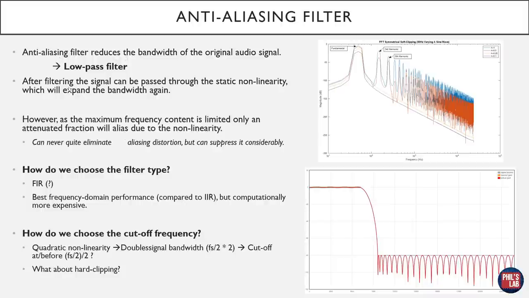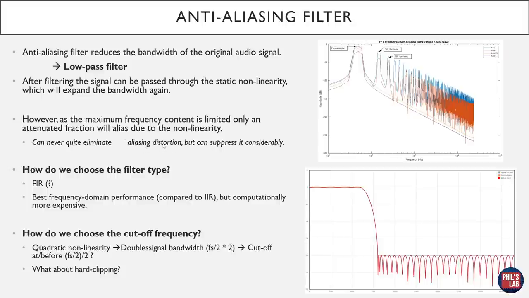After filtering, so once we limit the bandwidth of the original signal to some sensible amount, and we'll see what that is later, the signal can then be passed to the static nonlinearity. It's important that the anti-aliasing filter is before our clipping section, because the clipping section, again, will expand the bandwidth. Once we've limited the bandwidth with the anti-aliasing filter and passed it through the static nonlinearity, the maximum frequency content at the output of the static nonlinearity will then be limited due to the filter. However, we can never quite eliminate aliasing distortion, but we can suppress it considerably.